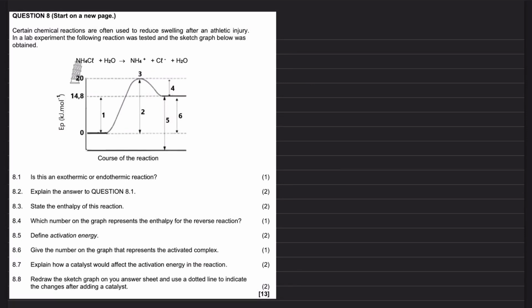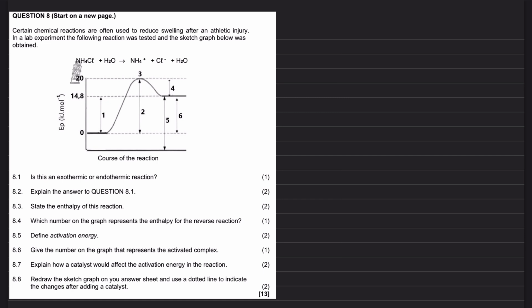Today we're going to be looking at the graph of potential energy during a reaction. So the question reads, certain chemical reactions are often used to reduce swelling after an athletic injury. In a lab experiment, the following reaction was tested and the sketch graph below was obtained. So you have NH4Cl plus H2O giving you NH4+, Cl- and H2O. We can see that there's a potential energy graph against the course of reaction.